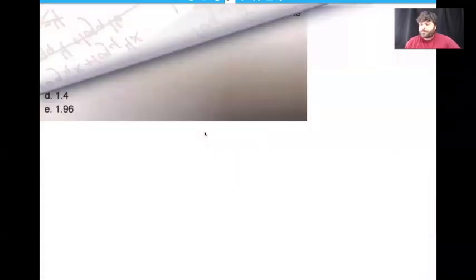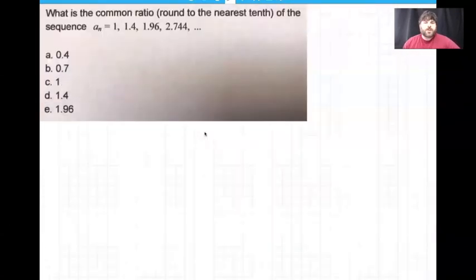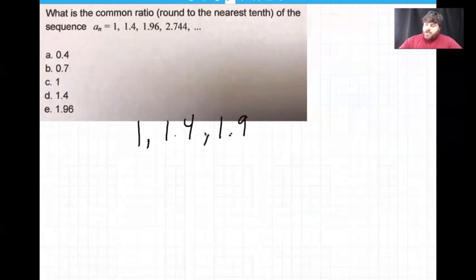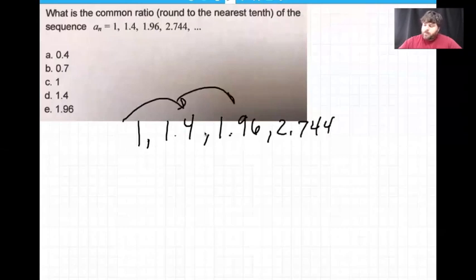Okay? All right, what is the common ratio, rounding to the nearest tenth, of the sequence a sub n equals 1, 1.4, 1.96, 2.744? All right, common ratio. It's the number that we multiply by each time to get the next number in the sequence. So what number am I multiplying by each time? Well, it's hard to tell back here what I'm multiplying by, but I can definitely tell from the first thing.